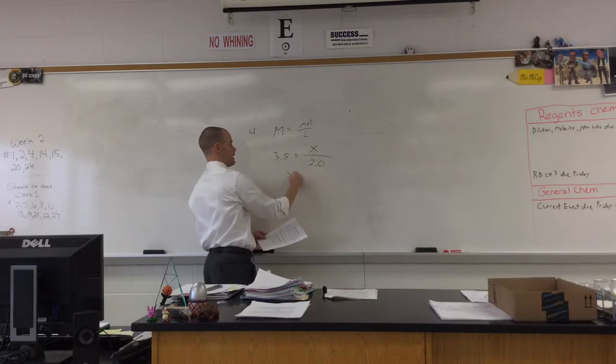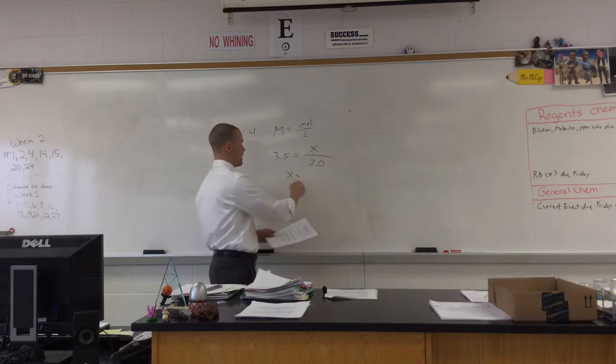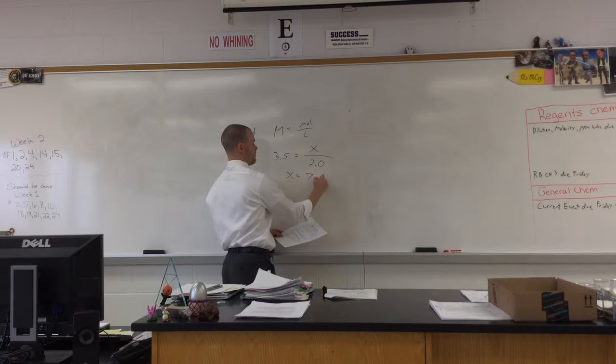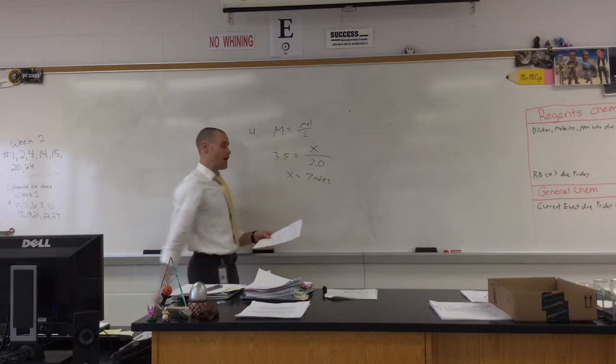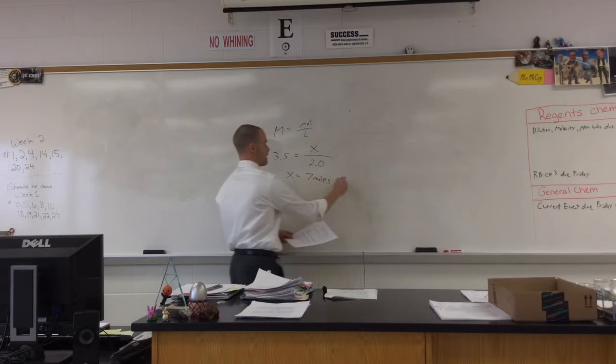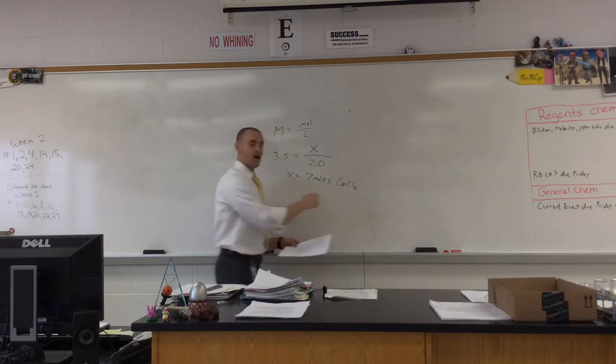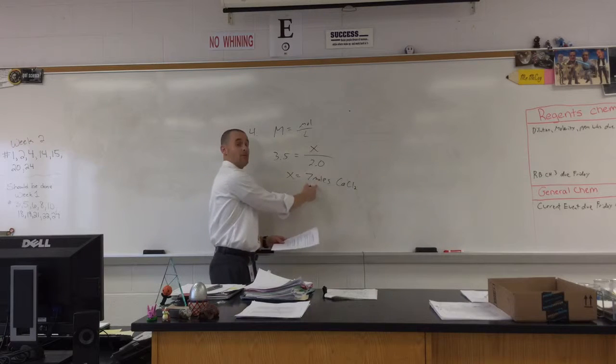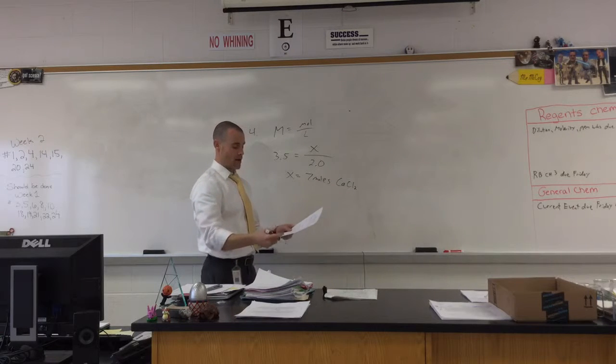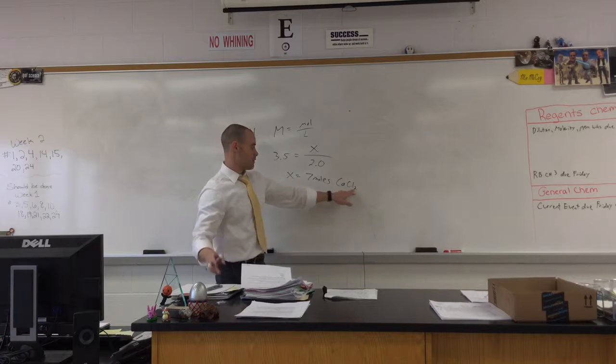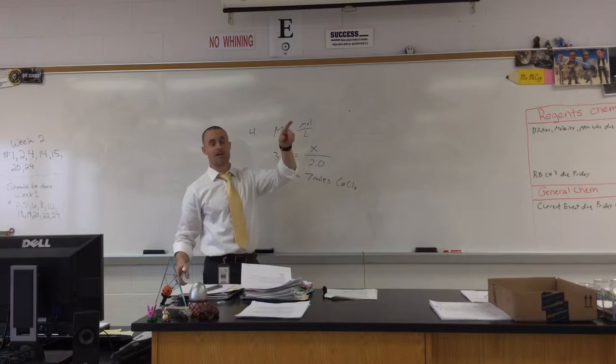Cross multiply, X equals 7, right? So 7 moles, right? 2 times 3.5 is 7 moles of calcium chloride. Now we can figure out how many grams we need, right? Because the question says how many grams, by looking up the gram formula mass of CaCl2 on the periodic table.